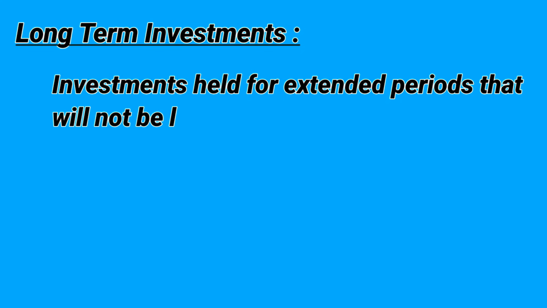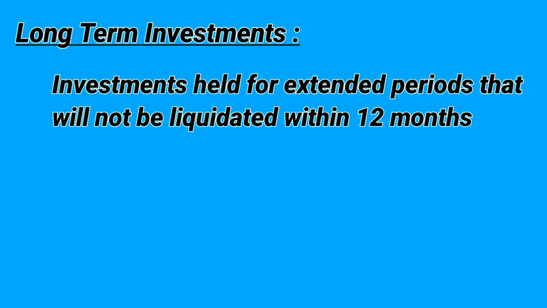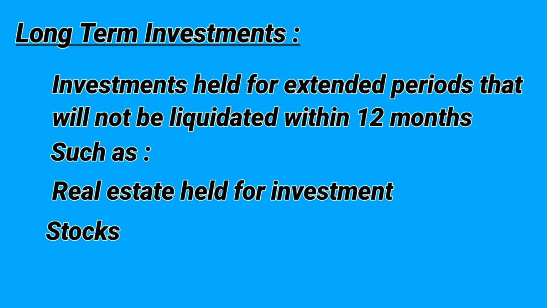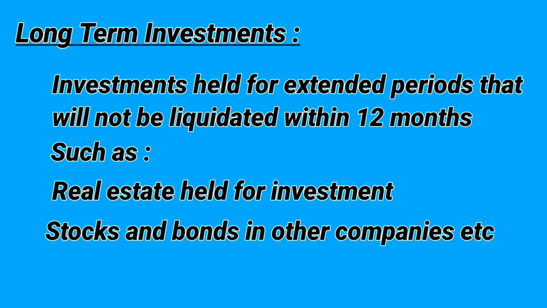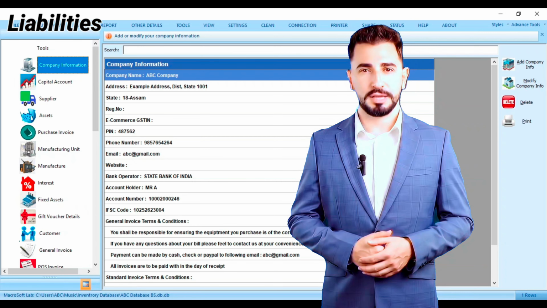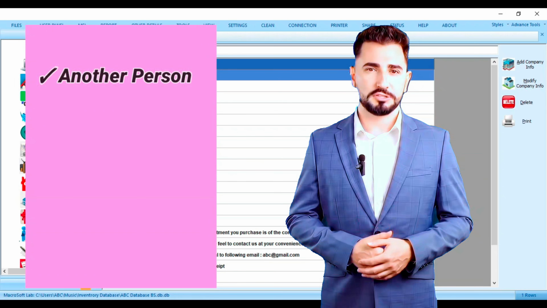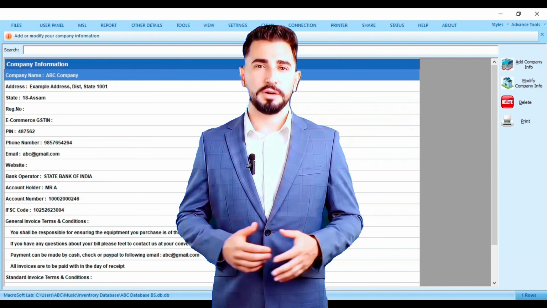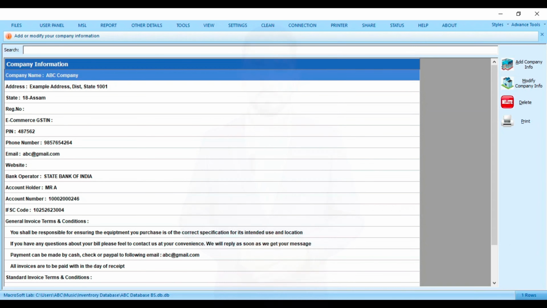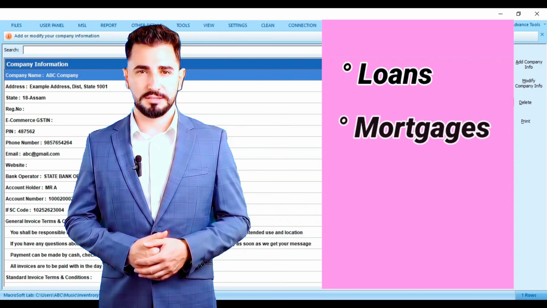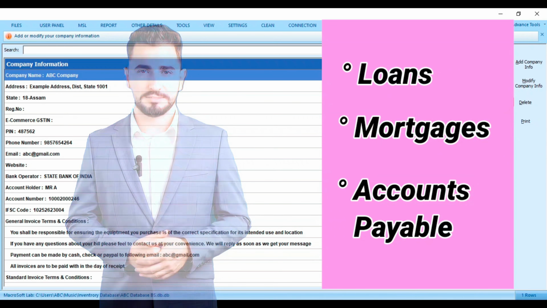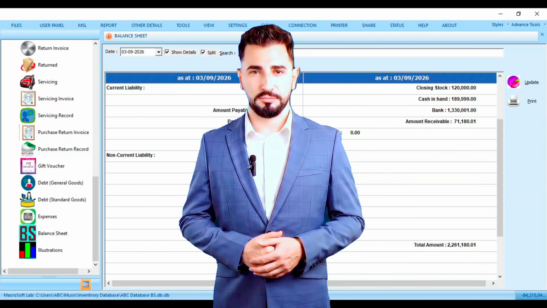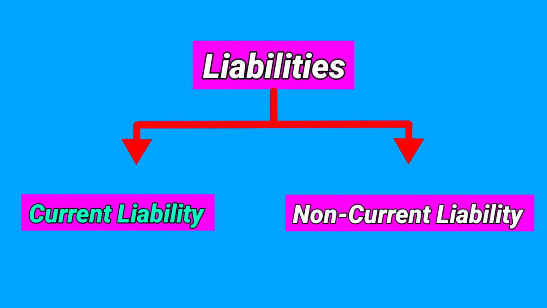Investments held for extended periods that will not be liquidated within 12 months, such as real estate held for investment, stocks and bonds in other companies, etc. Liabilities are financial or legal obligations owed to another person, business, or institution. In accounting and personal finance, they represent what you owe, such as loans, mortgages, or accounts payable. Liabilities are typically categorized by when they are due: current liability and non-current liability.